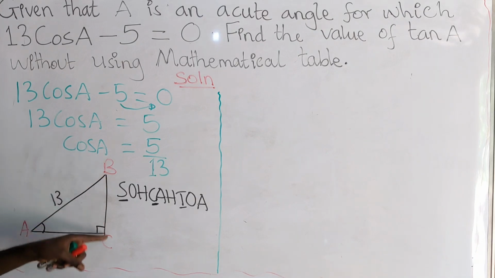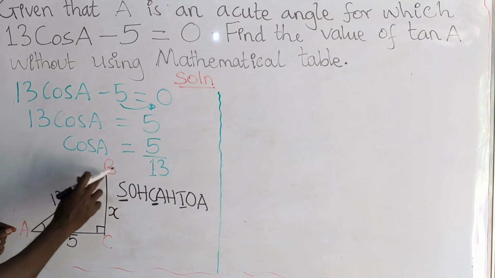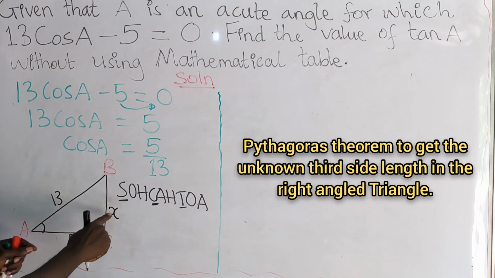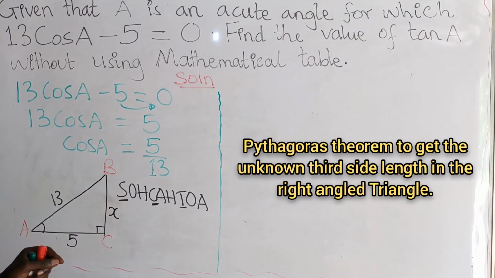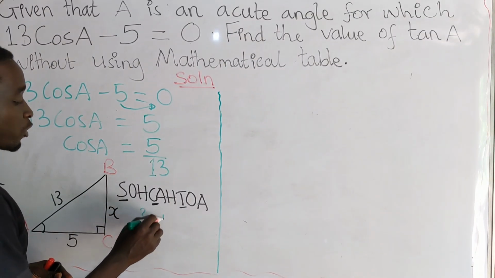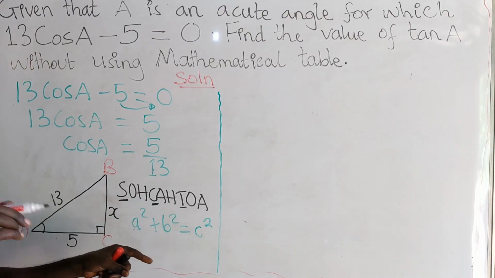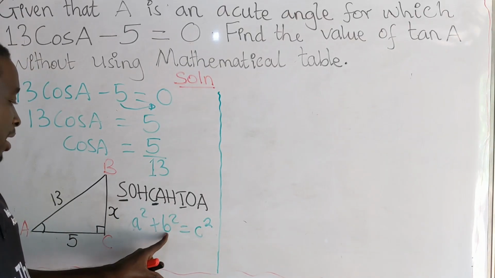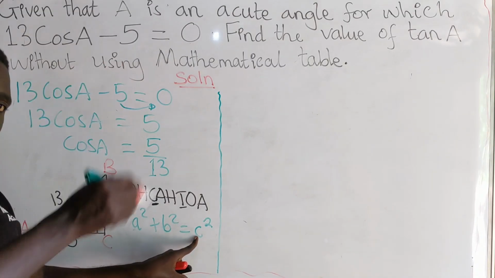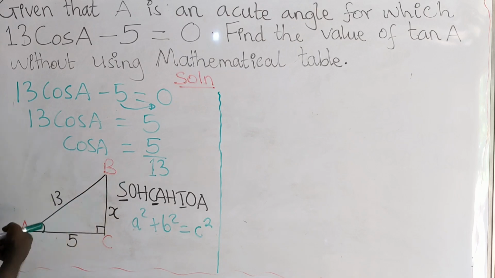Now, how to get this BC? Let's take it as side length x. As this is a right angled triangle, we may use Pythagoras Theorem to get an unknown side. From Pythagoras Theorem, we know that a square plus b square is equal to c square. You have to note that this a and b are the shorter side lengths, while c is the hypotenuse, the longest side. This one, 13.